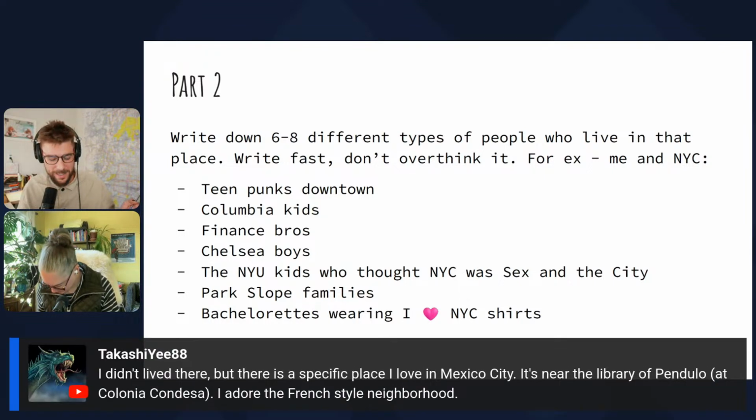Takashi has a place in mind. I didn't live there, but there's a specific place I love in Mexico City. It's near the Library of Pendulo at Colonial Condesa. I adore the French-style neighborhood. I live 15 minutes from where Takashi is describing, and it is indeed stunning.